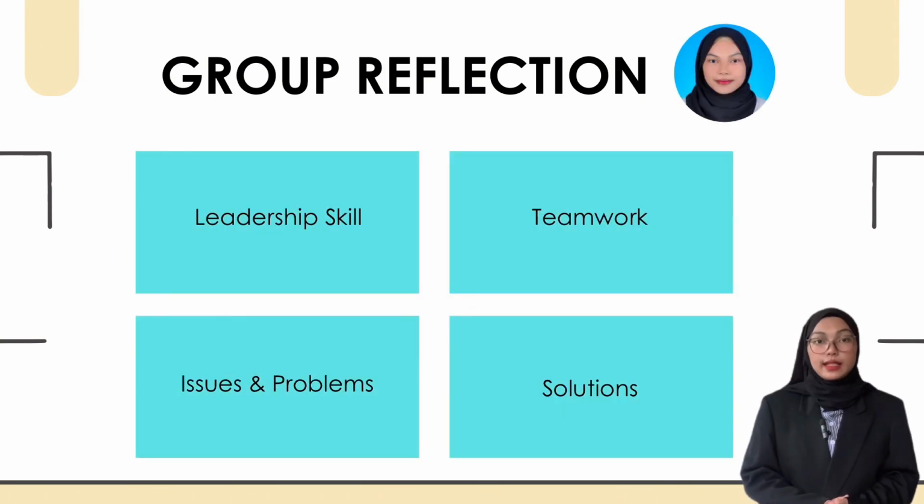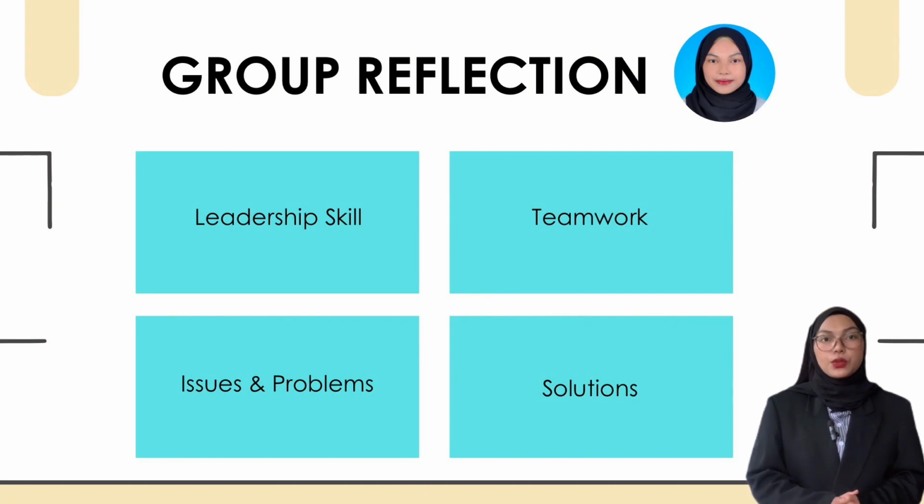For leadership skills, even though I was not the leader, I learned how to support our leader by giving suggestions and helping to solve small issues. For example, when some members were confused about their task, I helped to explain and make sure everyone understood. I also practiced speaking up confidently during our meetings, which improved my communication.